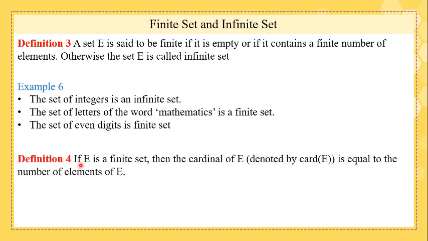Definition 4. If E is a finite set, then the cardinal of E, denoted by card E, is equal to the number of elements of E. Notice that card E is a natural number.